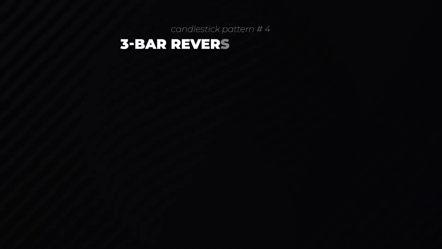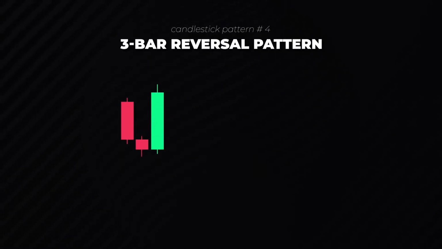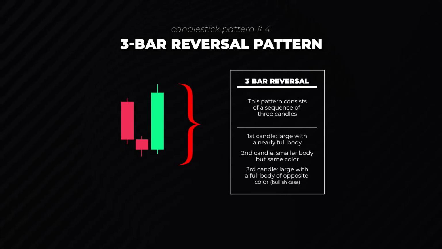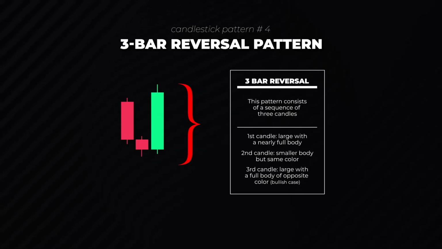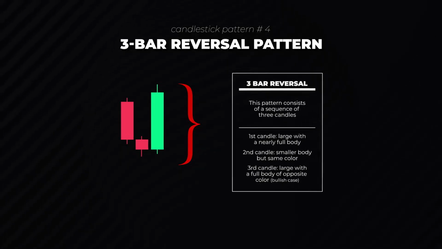Moving on to pattern number 4, which is the 3-bar reversal pattern. This pattern consists of a sequence of 3 candles. The first candle is large with a nearly full body. The second candle is smaller, has the same color as the first, and has a small body. The third candle is a large, full-bodied candle of the opposite color to the first 2. The size of the third candle's body affects the success rate of this pattern.